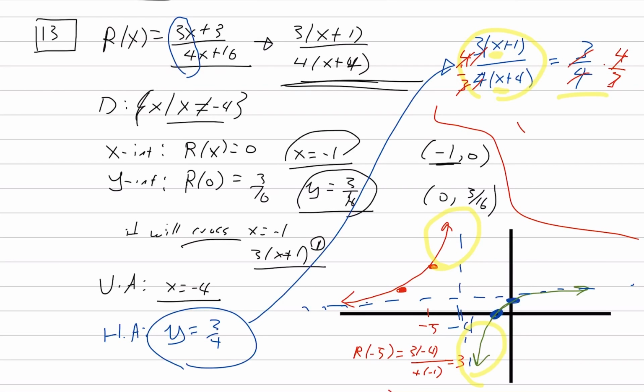Then I get x plus 1 over x plus 4 equals 1. So this is saying that x plus 1 equals x plus 4. That is not possible. Oh, it's just not possible.